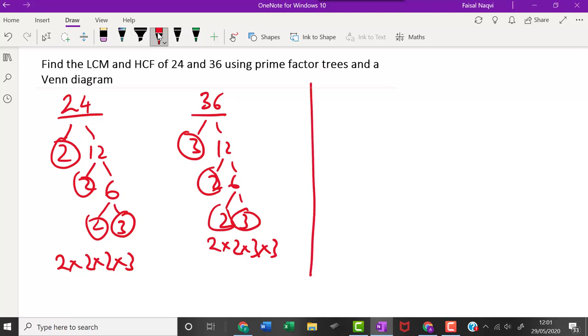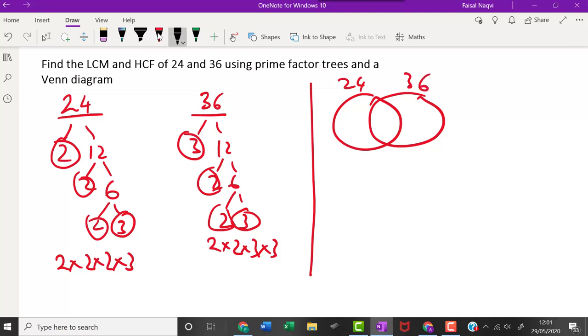Okay, now to do the second part. Here's my Venn diagram. I have my 24 and my 36. I have a 2 in the 24. I also have a 2 in the 36, so that goes in the middle. I have another 2 in the 24 and another 2 in the 36. That goes in the middle. I have a third 2 in the 24, but no 2s in the 36, so that goes on the 24 side.